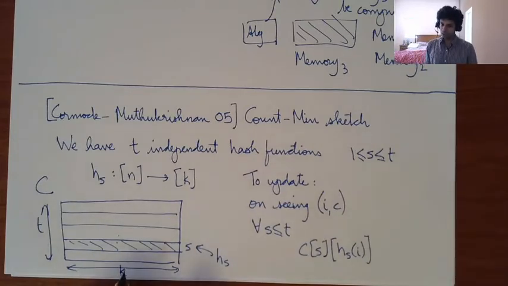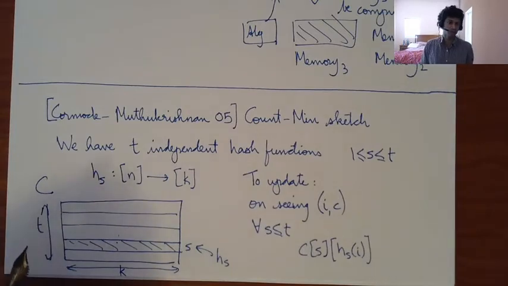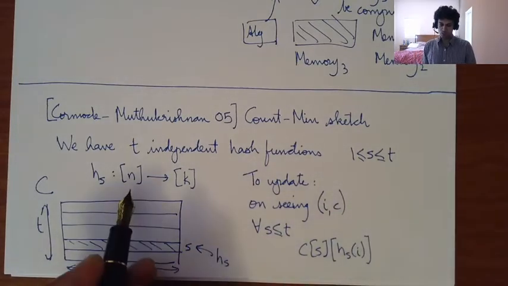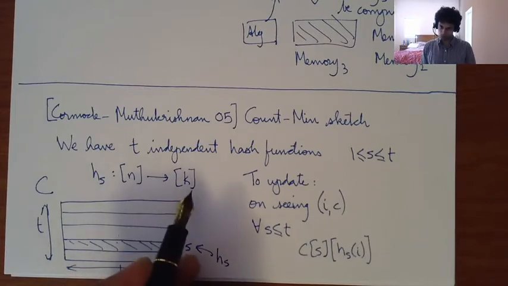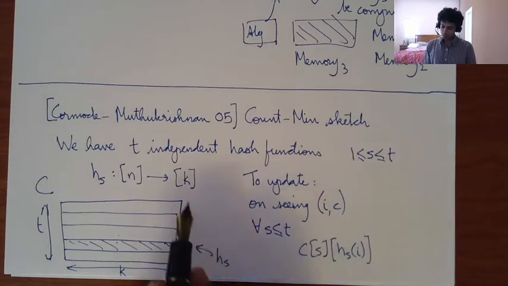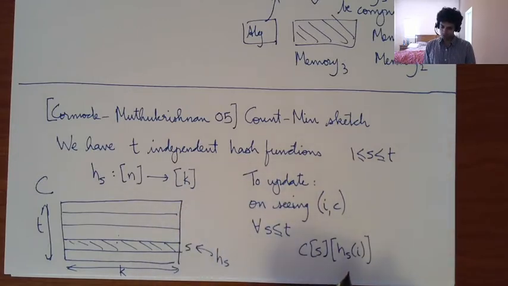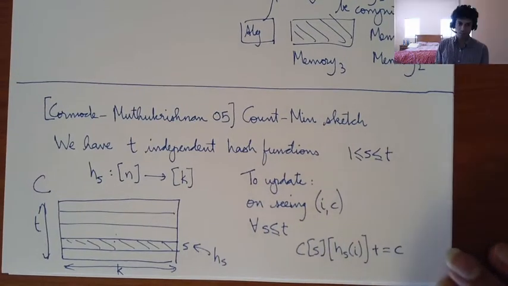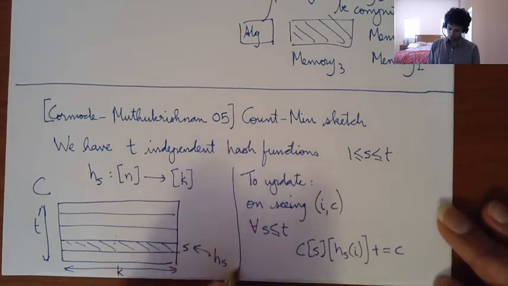Now let's say K was equal to N. Then I could maintain all the counts explicitly, and T could be equal to 1. This is just the trivial data structure. But I'm going to compress here, so K is going to be much smaller. I need a hash function that maps my elements to a smaller universe. Now I place the ith element in the appropriate bucket and increment that by C. This is the update.